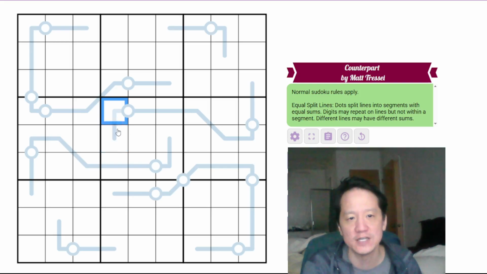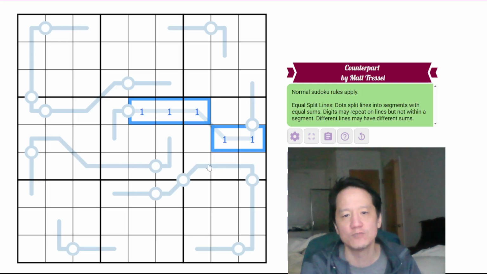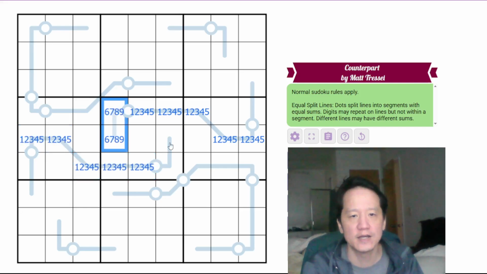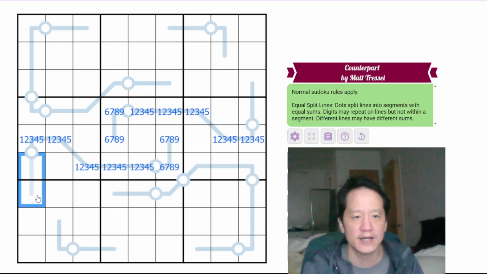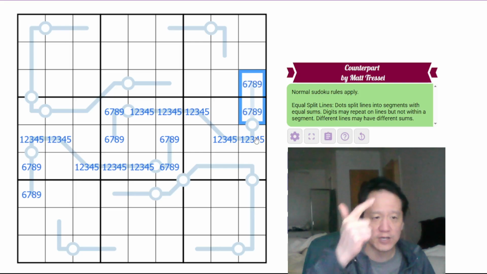add up to 15. Therefore, this must be adding up to 15 for these 5 digits, which makes these 5 digits 1, 2, 3, 4, 5. And these 5 digits 1, 2, 3, 4, 5. These have to be 6, 7, 8, 9. And these have to be 6, 7, 8, 9, as do these. These are 6, 7, 8, 9, because it adds up with 6 and 9, 7 and 8, right?